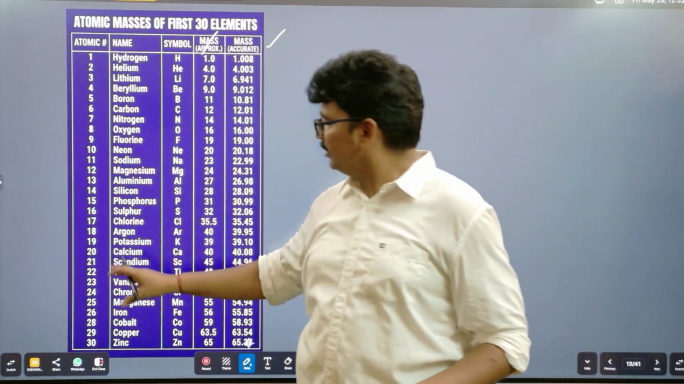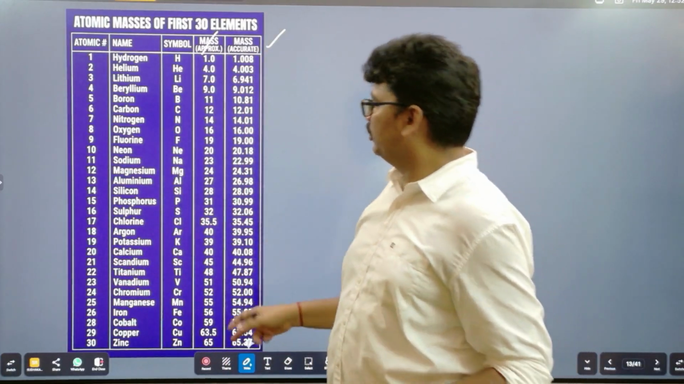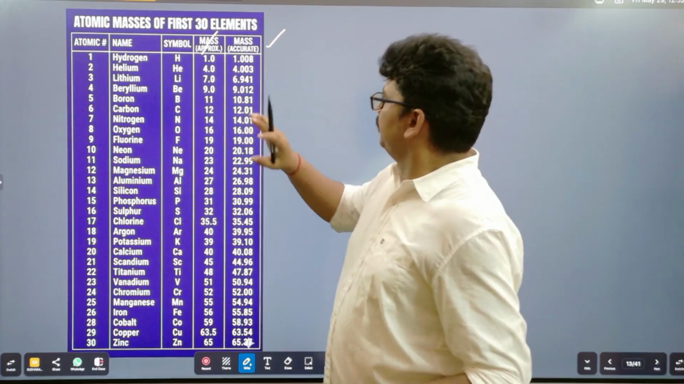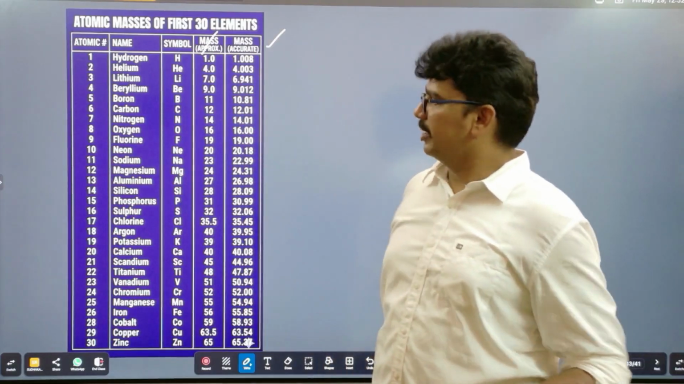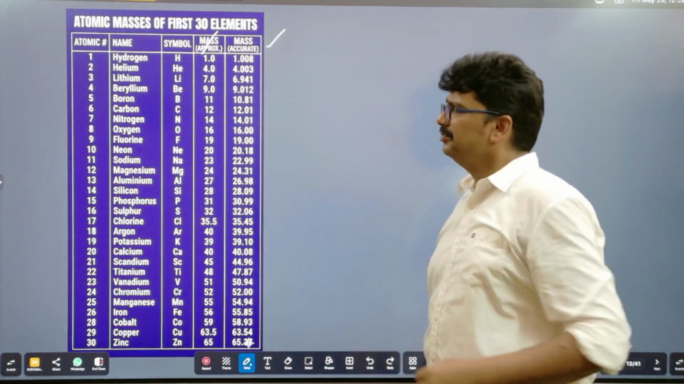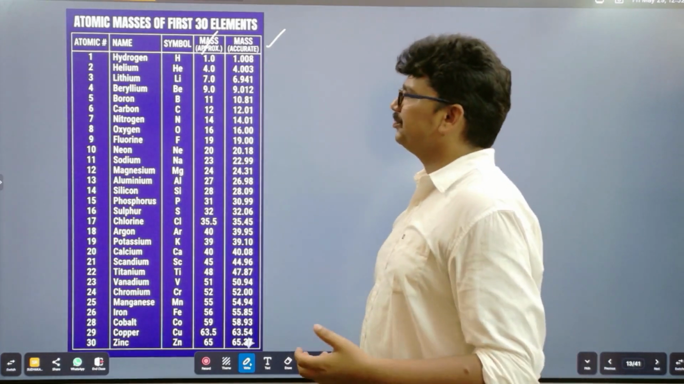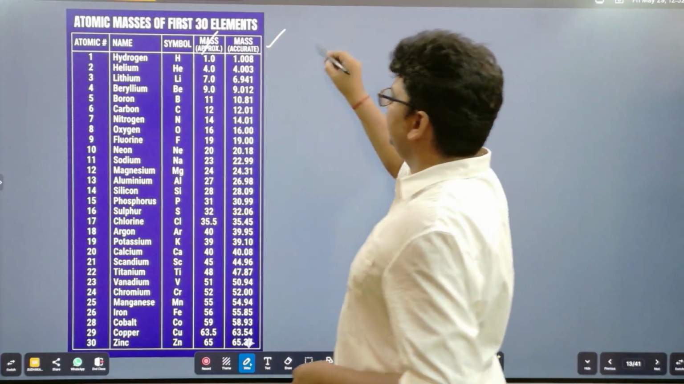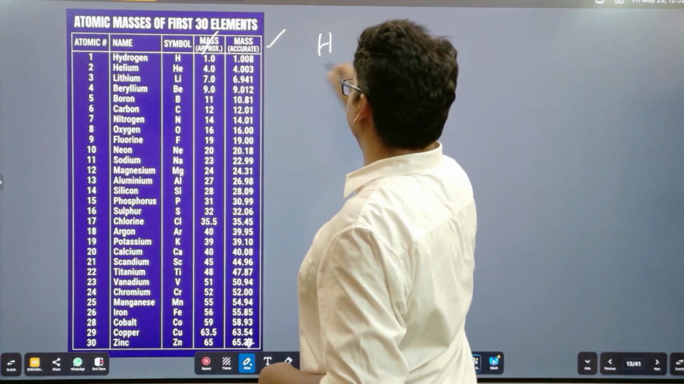So for all 30 elements, their exact atomic masses and approximate atomic masses are given. These approximate atomic masses are very important. Next, here I want to explain one very important concept regarding atomic mass. See, I am taking hydrogen.